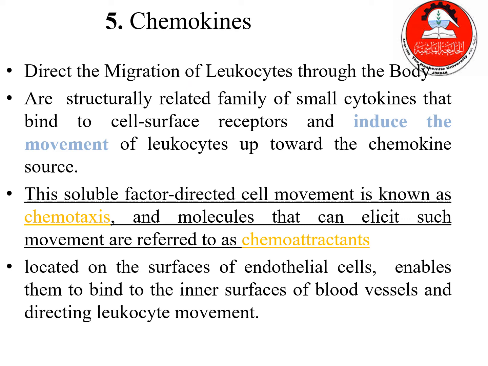The fifth type of cytokine is the chemokine, which directs the migration of leukocytes through the body to the site of infection and inflammation. They are a structurally related family of small cytokines that bind to cell surface receptors and induce the movement of leukocytes toward the chemokine source. This soluble factor-directed cell movement is known as chemotaxis. Chemokines play a role in chemotaxis, and once they are released, they attract the white blood cells, the leukocytes, into the site of inflammation.